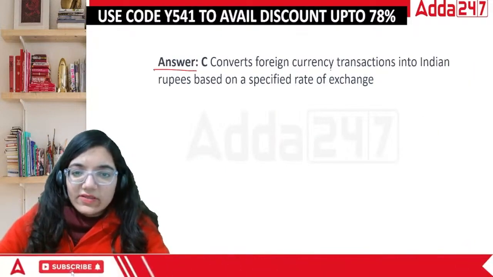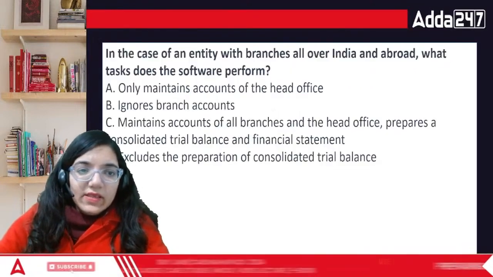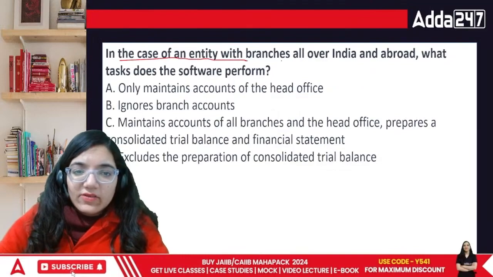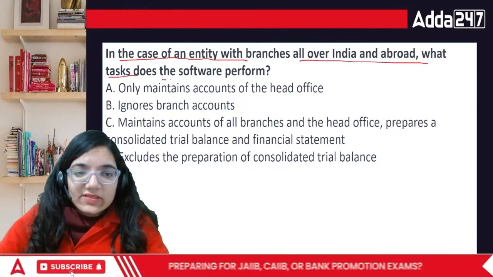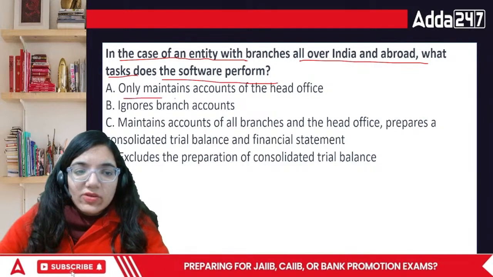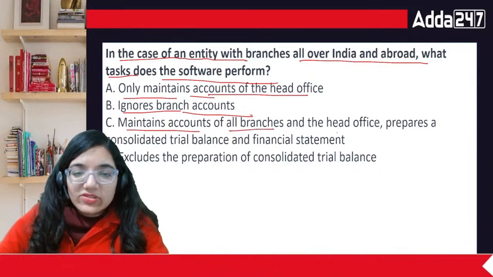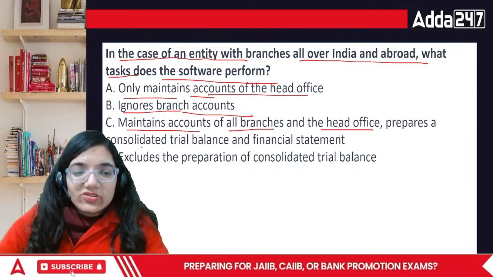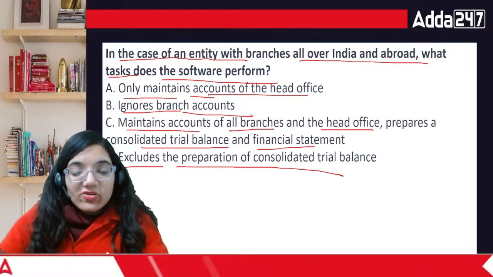Converts the foreign currency transaction into Indian rupee. Then, in the case of an entity with branches all over India and abroad, what tasks does the software perform? It only maintains accounts of the head office, ignores branch accounts, maintains accounts of all branches and head office and prepares the consolidated trial balance and the financial statements, or excludes the preparation of the consolidated trial balance. What is going to be the answer according to you, everyone?